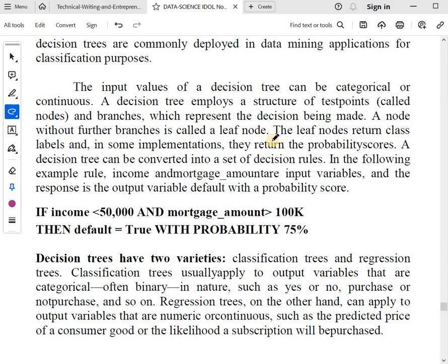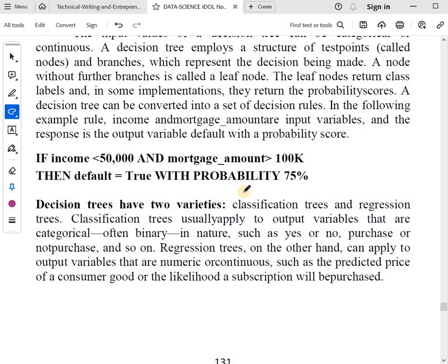Now, a decision tree may be converted into a set of decision rules. How can a decision rule look? Can you see the example over here? Can you tell me which variables are used in this example? Perfect. If the income is less than something and the mortgage amount is greater than something, then you are saying the default is equal to true with a probability of 75%. Now, what is default over here? Is default your input variable or your output variable? It is your output variable. Am I very clear on this?